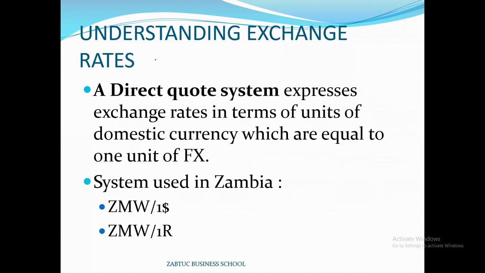Now we are coming to something which is probably more important. If you do get hold of this concept, it will go a long way in helping us as we continue with our question practice. A direct quotation system. In further understanding the exchange rate, we need to know a direct and indirect quotation system. So what is a direct quotation system? This is a system which expresses exchange rates in terms of units of domestic currency. So here we express our exchange rate in terms of units of domestic currency, which are equal to 1 unit of foreign currency.